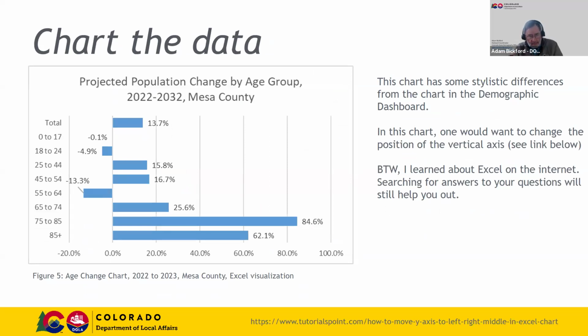Now, this is a simple plot. It looks a little different than the plot that we downloaded from our website, but those stylistic differences are just part of the different tools that you use. One thing that has to happen with this particular plot is you need to move the vertical axis to the left, and there's a link down here when we post these slides that you can follow to show you how to do that. But that's a pretty straightforward change to make.